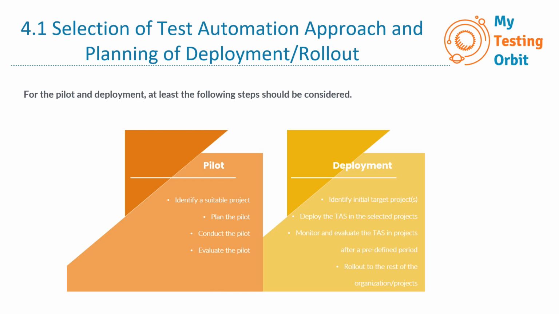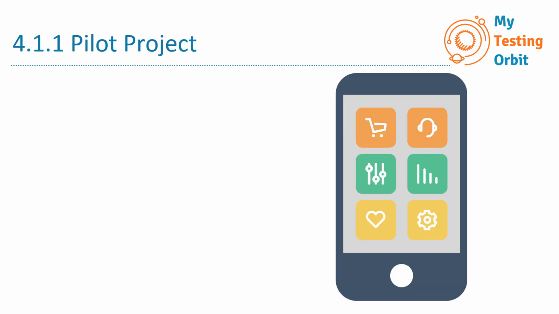So when it comes to the pilot, think of these four steps: finding the right project, planning it out, running the pilot, and giving it a good evaluation. And for the actual deployment, you will want to identify your initial project, get the TAS into action there, keep an eye on how it's doing for a while, and once it's proven itself, roll it out to the remaining organization or projects. So let's see the pilot project in more detail.